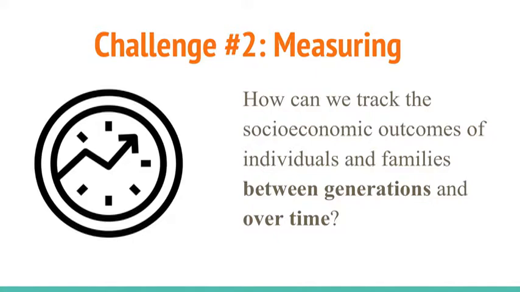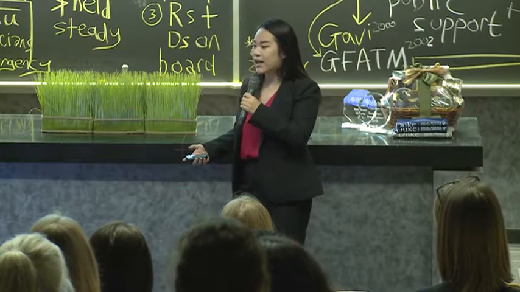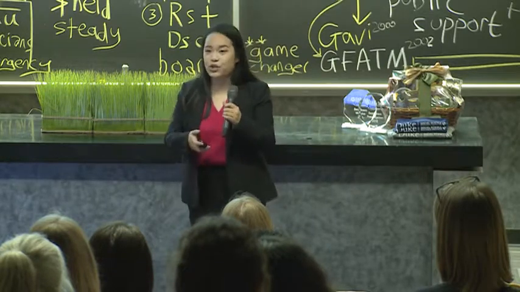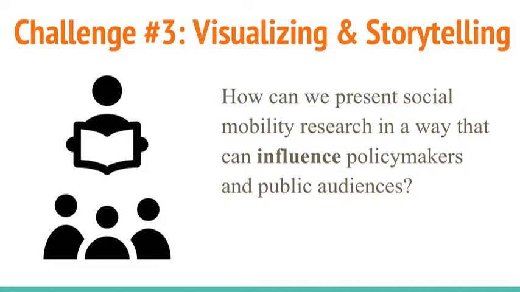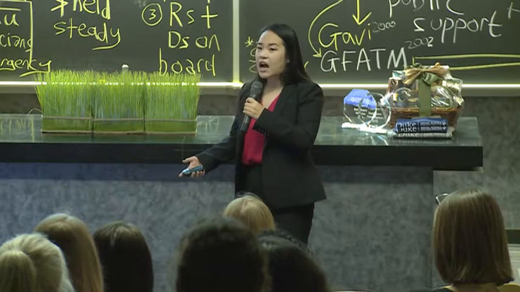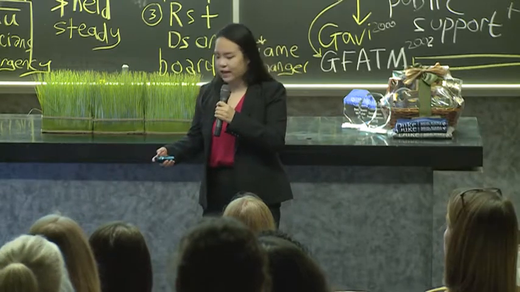How can we leverage the information that we have right now, as well as generate new information in order to track the socioeconomic outcomes of individuals and families, both between generations and over time? And lastly, as the Visualizing Social Mobility team, we were particularly interested in how we can use visuals and narratives to inform and persuade both policymakers and public audiences about the results of social mobility research.